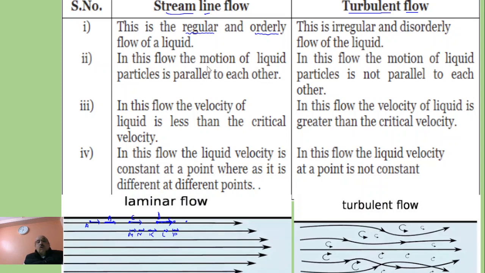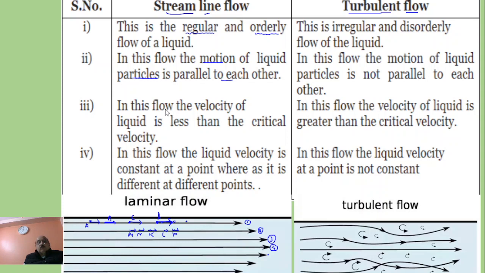In this flow, the liquid particles move parallel to each other. The particles moving in a line A, B, C, D are parallel to the line M, N, K, L, P. And similarly, the other lines of particles are parallel to each other. There are different layers here, and they are moving parallel to each other. If we consider the layers, then we say it is laminar flow. If you consider a single dimension, then you say it is a streamline flow.